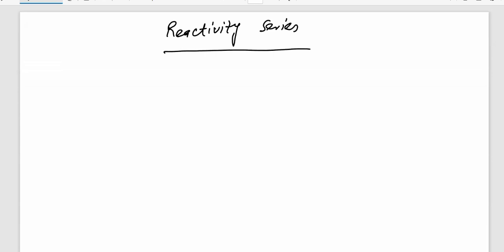That's it for alloys. We move to the next topic, the reactivity series. That is a very important topic. What is the reactivity series? The reactivity series is the arrangement of the metals from the most reactive to the least reactive.